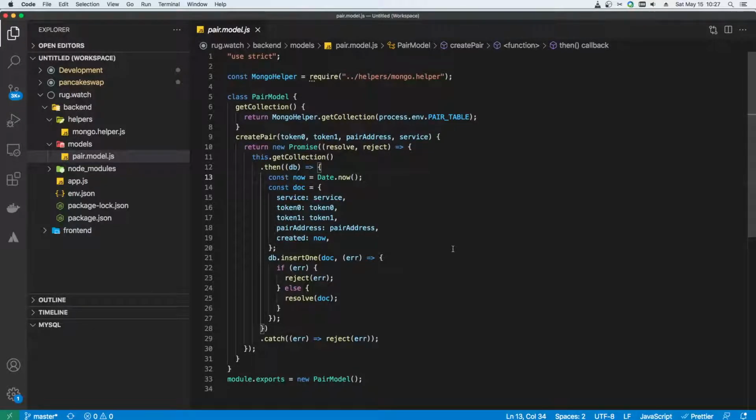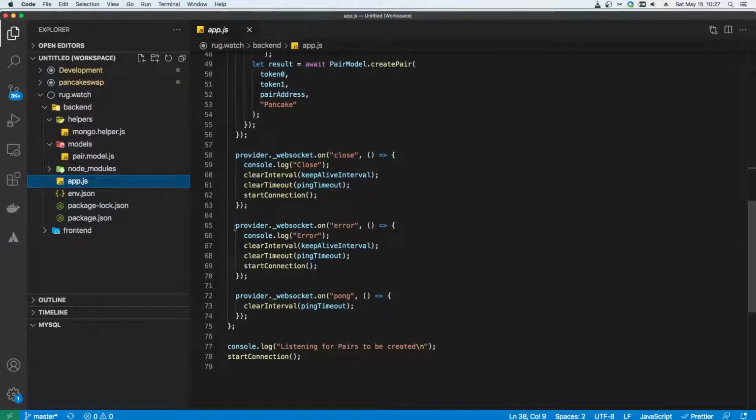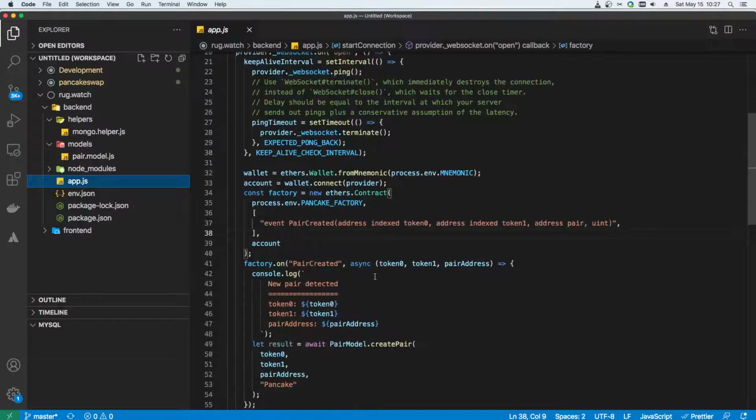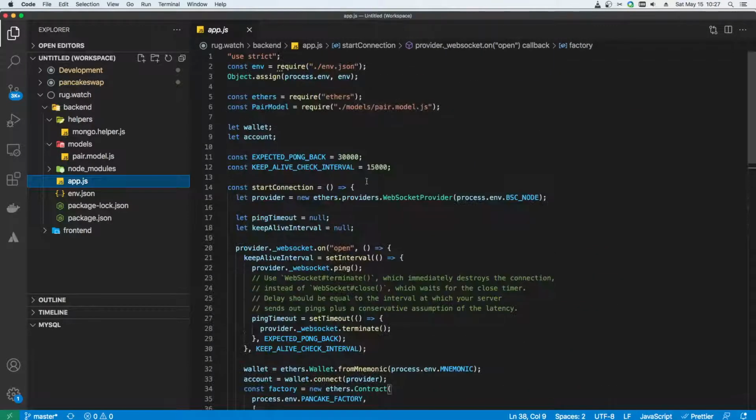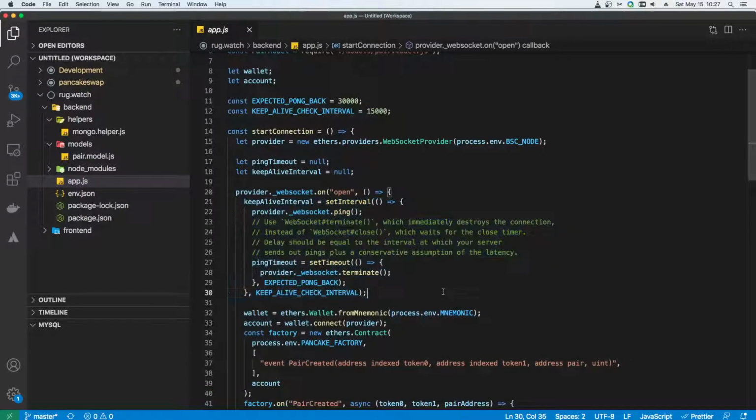So if we come over to the app here, I have added in bits and pieces here to deal with this. Every 30 seconds, I'm expecting a response within 15 seconds. So there's this kind of nested setInterval situation here that sort of keeps everybody honest.